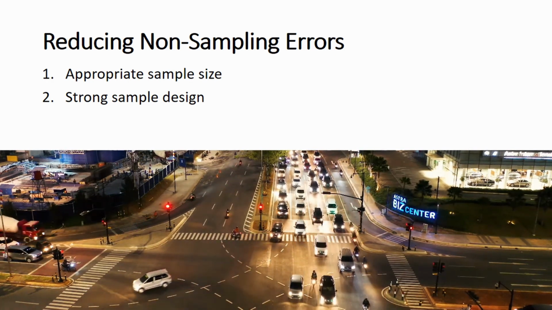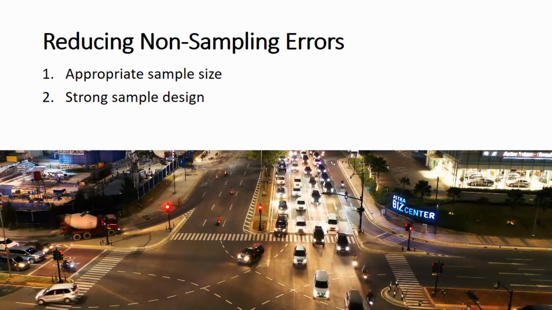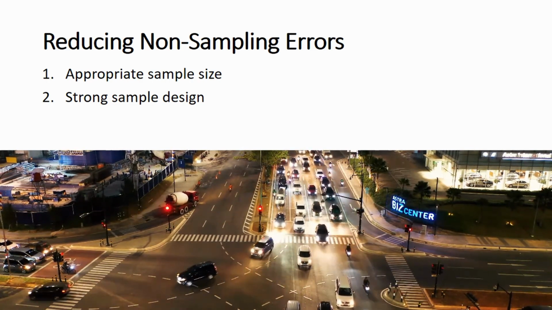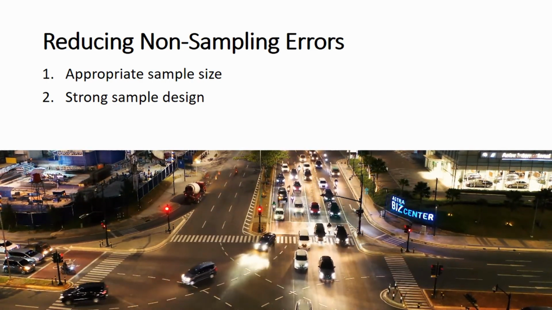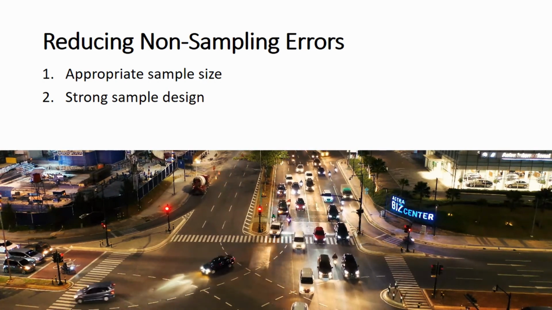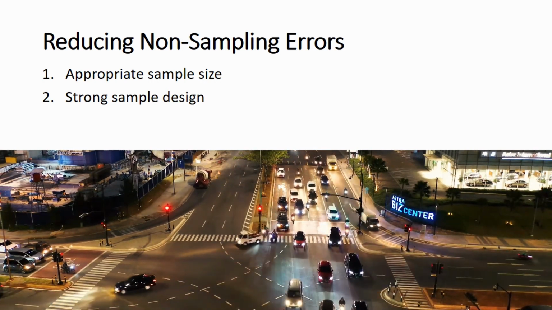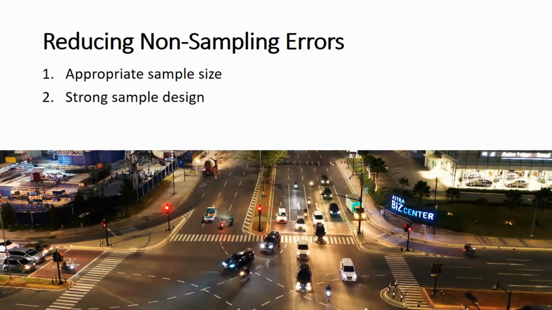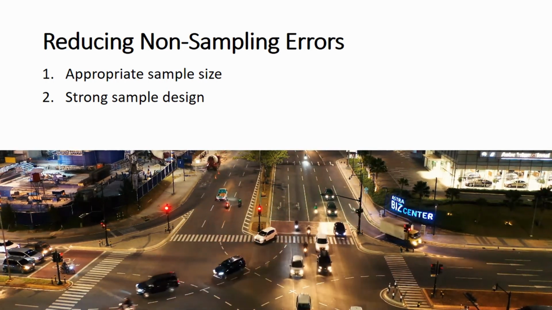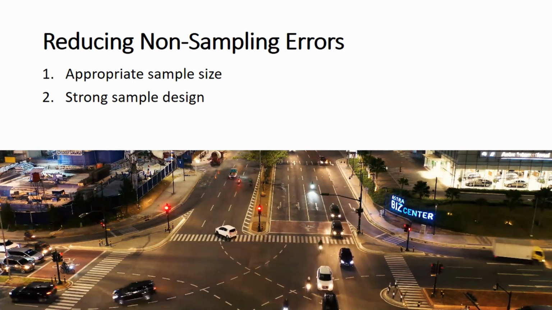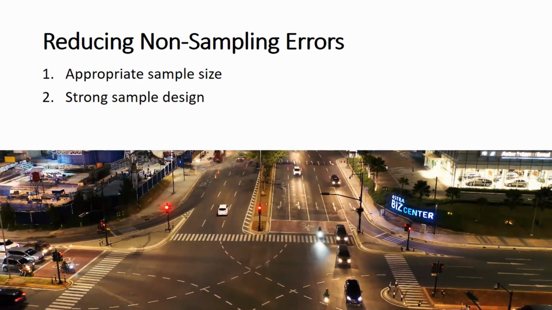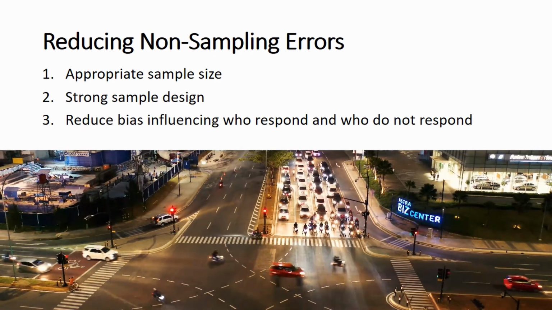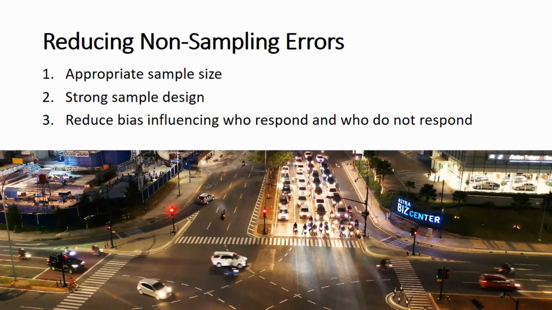Generally, the larger the sample size, the more accurate the research. However, if there is bias in how participants are selected, sample size doesn't matter. Just like in the Literary Digest Presidential Survey, wherein they had 2 million participants, but these participants were chosen from one strata of the society. And number 3, reduce bias influencing who respond, who do not respond, or make sure everyone participates in the study.